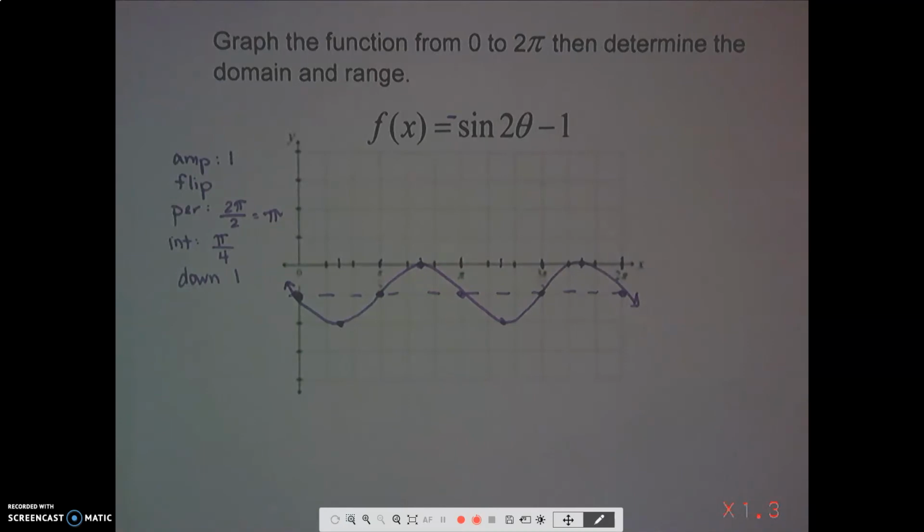So the only difference from what we did yesterday and what we did today is that some of these questions, if not all of them, will have some sort of number afterwards being added or subtracted, and all that means is that you're going to move your midline up or down that number of spaces before you start the pattern. That's it.